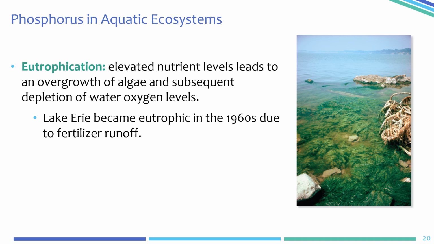One of the major problems with phosphorus and with nitrogen is a process called eutrophication. So eutrophication is when elevated levels of nutrients basically cause an algae bloom and increase the number of algal organisms living in an aquatic environment.